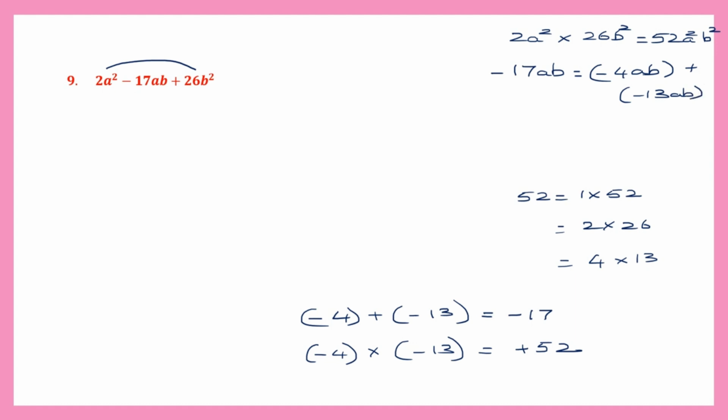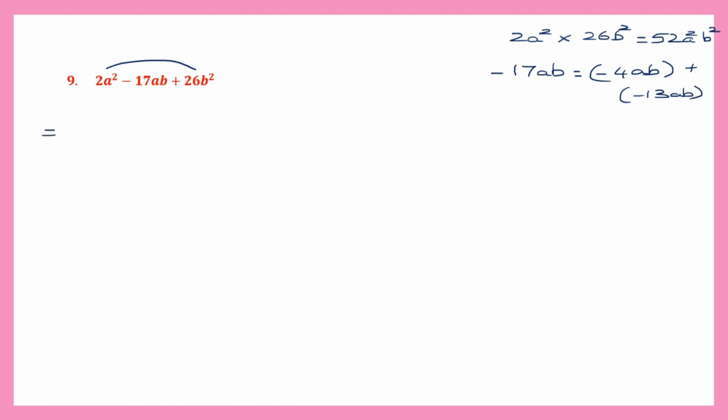So let's go back to the question here. We'll write the first term as it is, 2a square. And now we have split this minus 17ab. We have split it into minus 4ab plus minus 13ab. And then the last term plus 26b square.